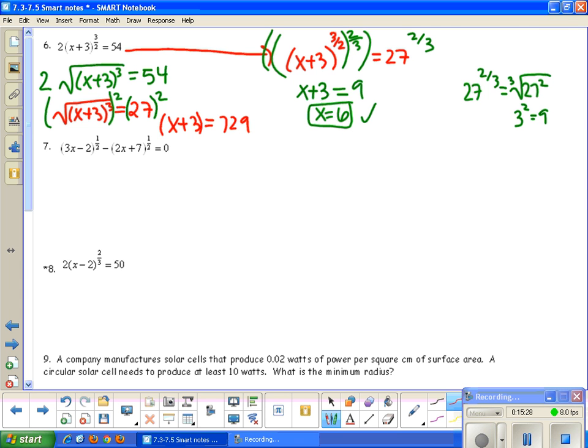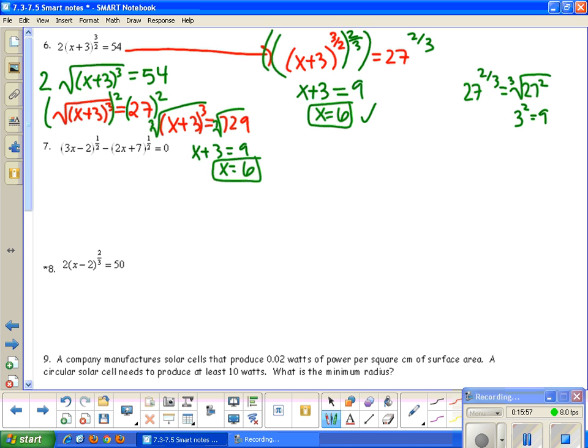And then this is all, don't forget, to the third power. So if I want to get rid of a third power, I take the cube root of both sides. So like if I want to get rid of squared, I take the square root of both sides. So this would be the cube root. And the cube root of 729 is 9, so I get x equals 6. So 2 ways of solving the same problem and getting the same answer.